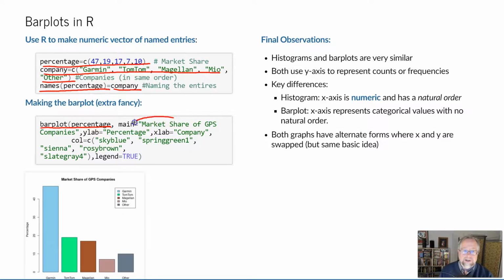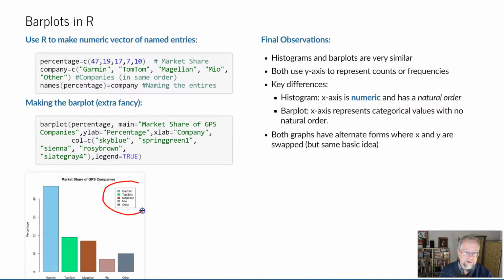So here I'm setting the title. Here I'm overriding the Y label, so it says percentage. The X label says company. It's a little cut off on here so you can't quite see it. I'm setting the colors to be sky blue, spring green 1, sienna, rosy brown, slate gray 4. So I get these nice different colors. And then I have legend is true, so it tells me in a second way that Garmin is sky blue and TomTom is spring green and so on.